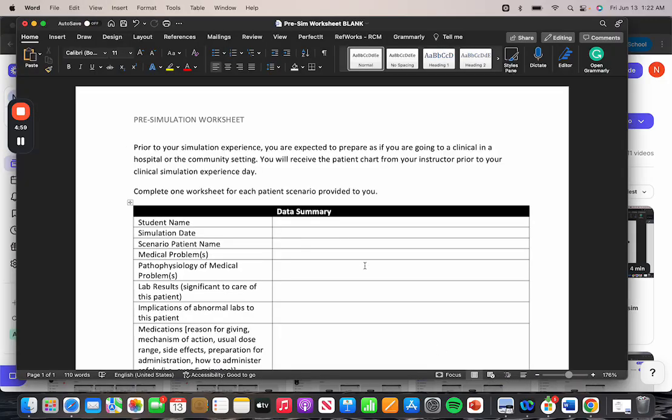This is going to be a quick video on how to fill out your pre-simulation worksheets. This is the worksheet blank: student name, sim date, scenario, patient name, self-explanatory.